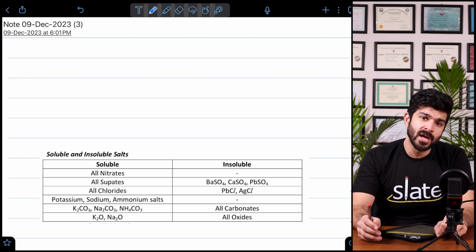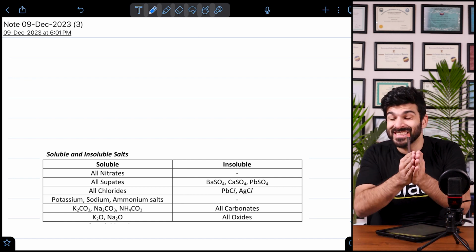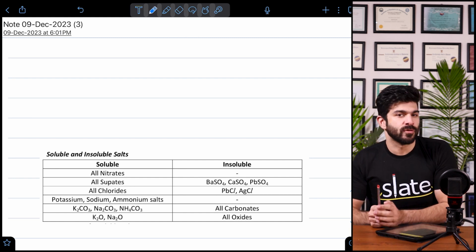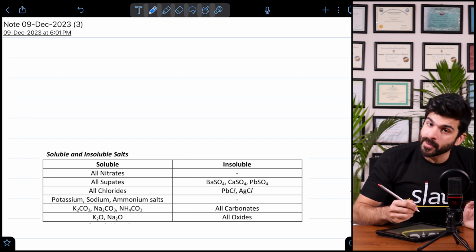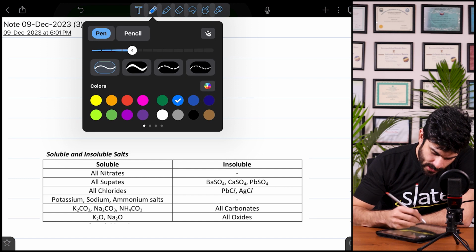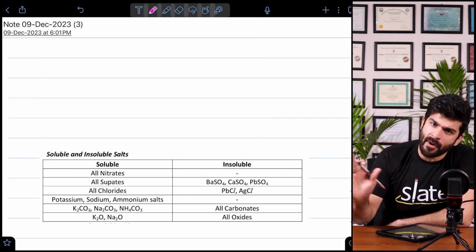So in today's lecture, let's talk about solubility rules, ionic equations, and even the state symbols of equations, and then the preparation of salts. So first, students, this is going to be a very short lecture. Solubility rules are something you have to memorize. I don't support memorization, but this is something you have to memorize.